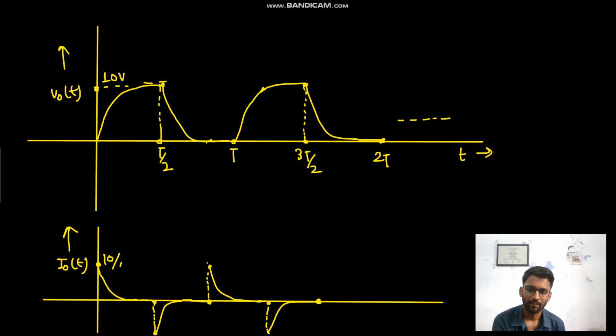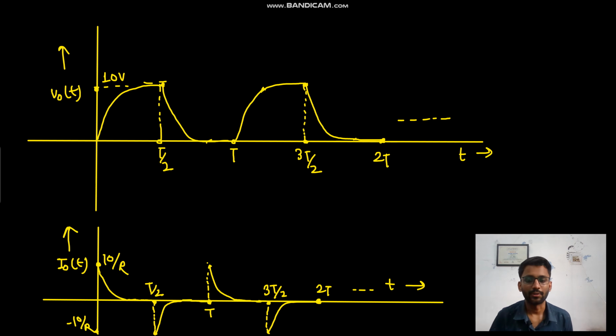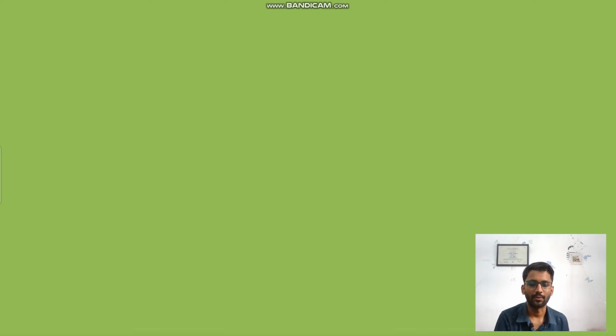10 by R and minus 10 by R. Okay, and this is time T. And this will be T by 2, T, 3T by 2 and 2T. So I hope you have understood this concept. Now we will see one more method for that.